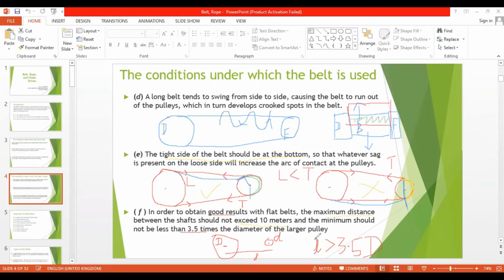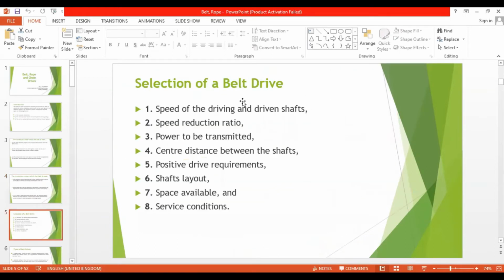So these are a few conditions to consider while we are using the belt drive. Then selection of a belt drive. What are the parameters we will see while selecting a belt drive? One is the speed of the driving and driven shafts. The driving shaft is the shaft which is generating the power. The driven shaft is the shaft where the power needs to be transmitted.